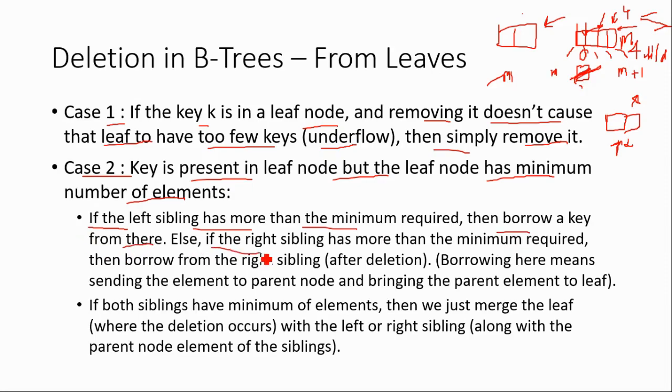Else, if the right sibling has more than the minimum required, then borrow from the right sibling. Now we at first check the left sibling of that leaf node from where we are performing the deletion. Now if that left sibling has more than the minimum number of elements required, then we can ask that node to borrow a key to the leaf from where the deletion has occurred.